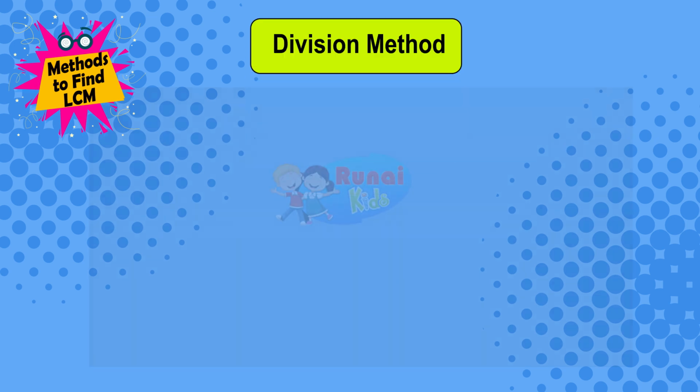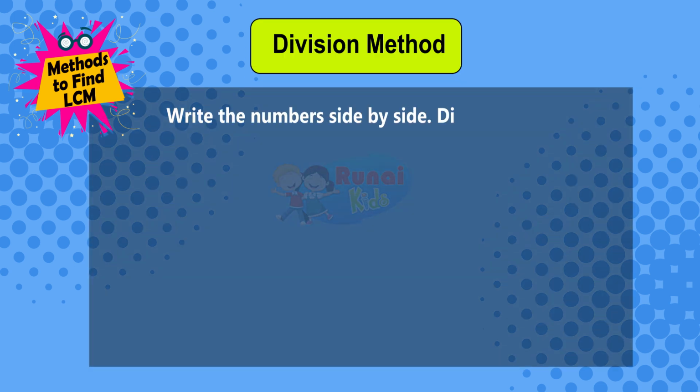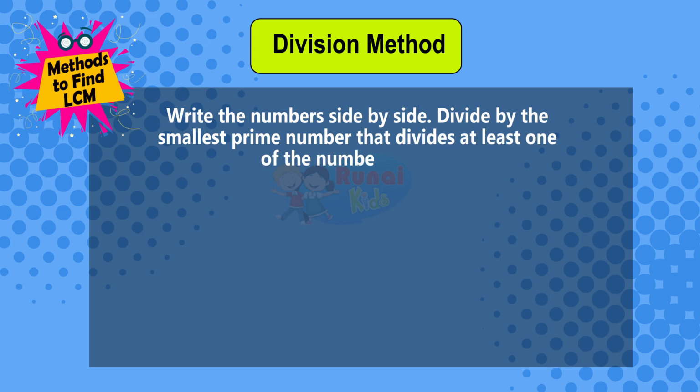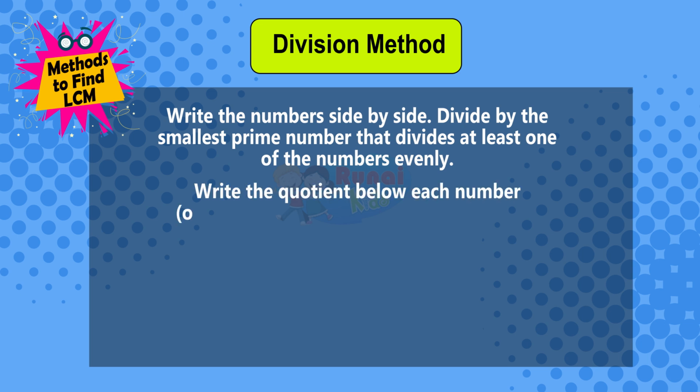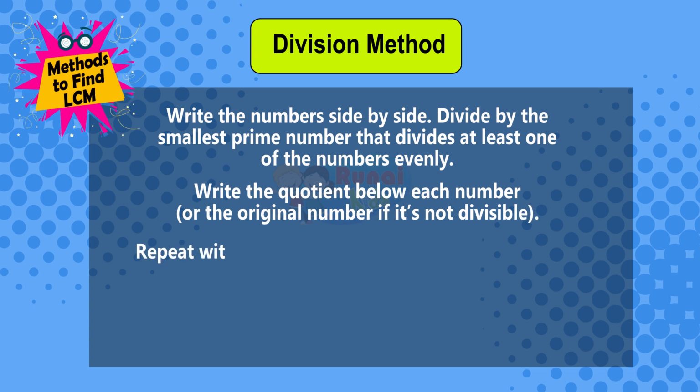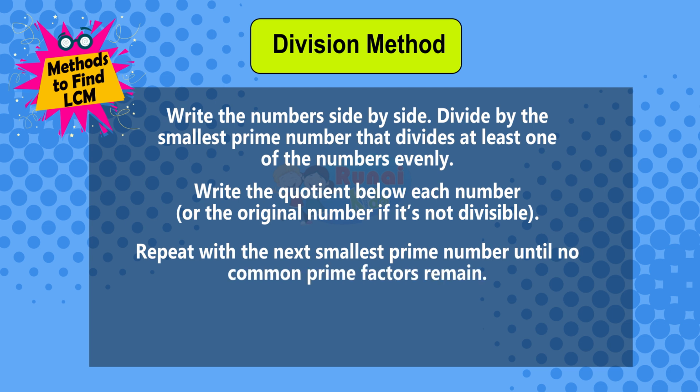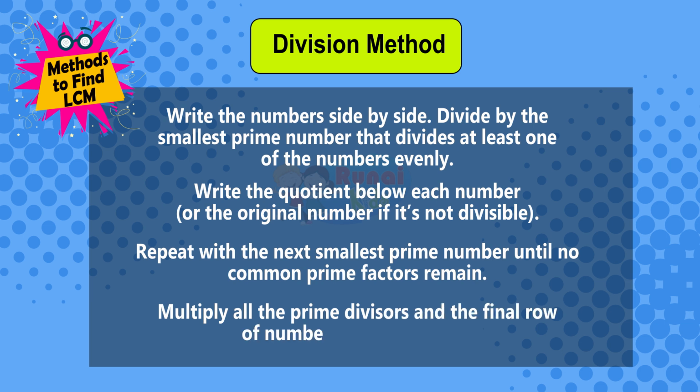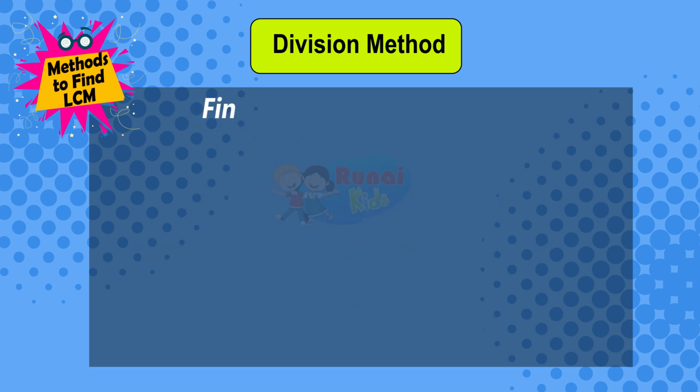Division method. Write the numbers side by side. Divide by the smallest prime number that divides at least one of the numbers evenly. Write the quotient below each number or the original number if it's not divisible. Repeat with the next smallest prime number until no common prime factors remain. Multiply all the prime divisors and the final row of numbers to get the LCM. Example: find the LCM of 15 and 25.